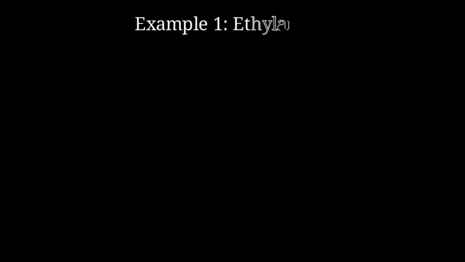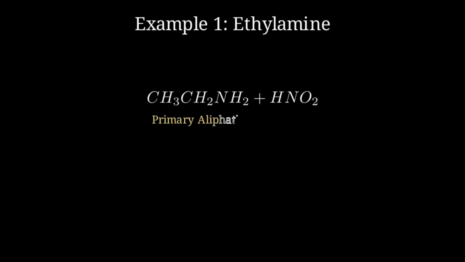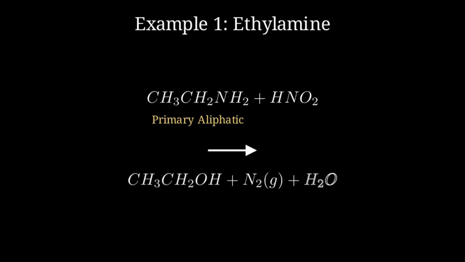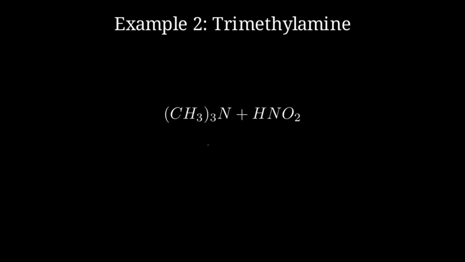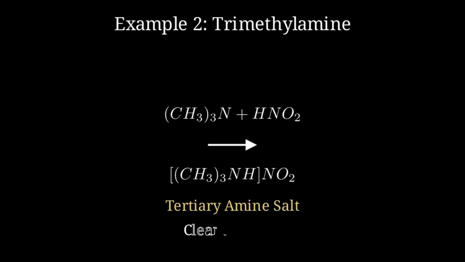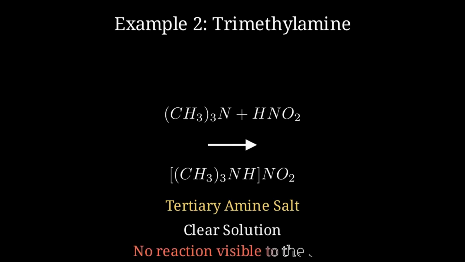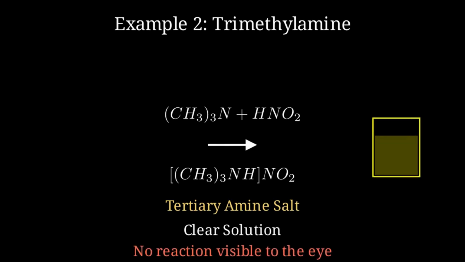Let's look at ethylamine. As a primary aliphatic amine, it reacts with nitrous acid to produce ethanol and nitrogen gas. If you performed this in a lab, you would see immediate bubbling as the gas escapes. In contrast, trimethylamine, a tertiary aliphatic amine, simply dissolves further into the acidic medium to form trimethylammonium nitrite. The solution remains clear and no gas is evolved, making it easy to distinguish from ethylamine.